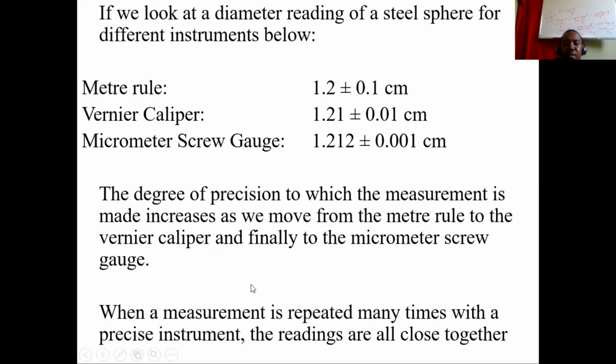So reading instruments' precision means how many decimal places it actually can give you. So it makes it more accurate, right? When a measurement is repeated many times with a precise instrument, the readings are all close together, right? So if you use a micrometer screw gauge, each time you carry out the experiment, you're getting a more precise reading.